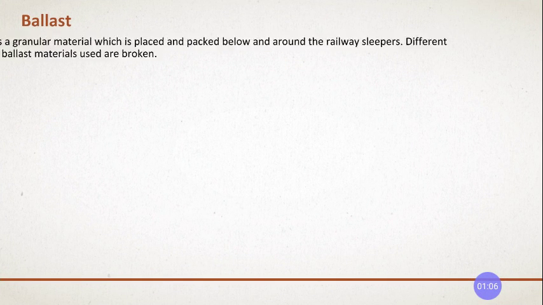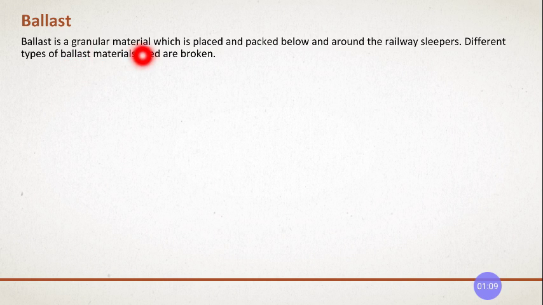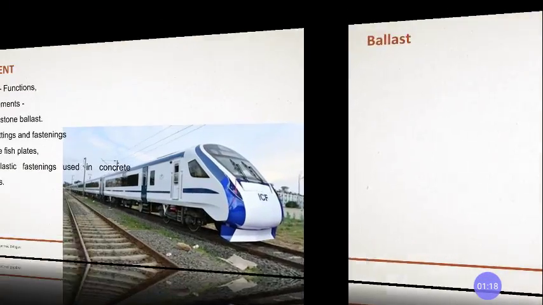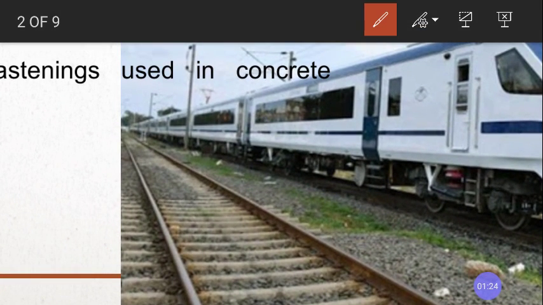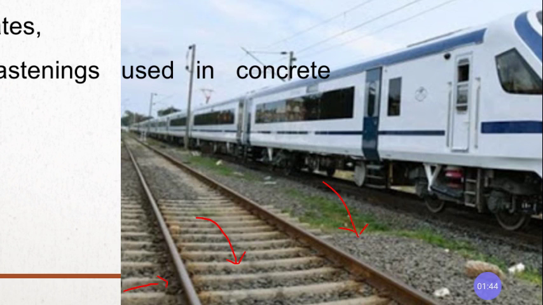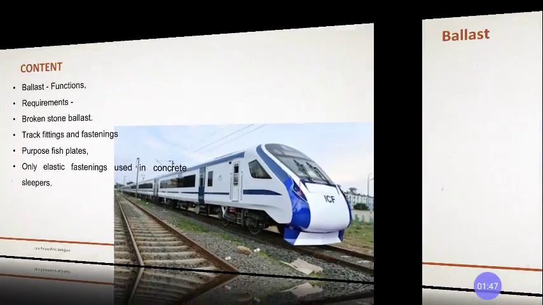Now ballast. Ballast is a granular material which is placed and packed below and around the sleepers. If you see the previous image here, you can see the aggregates or the stones. You can see the stones on the sides also. These are nothing but your ballast, which has been provided below and to the sides of the sleepers, so that it will hold the sleepers and not allow them to move from their position. For that purpose, this ballast is being provided.